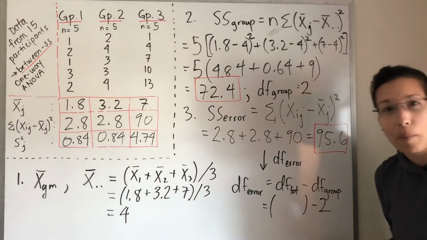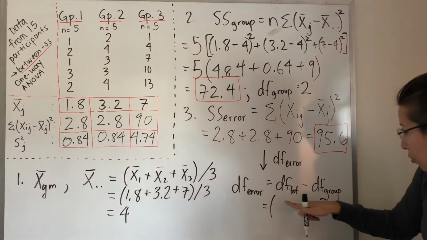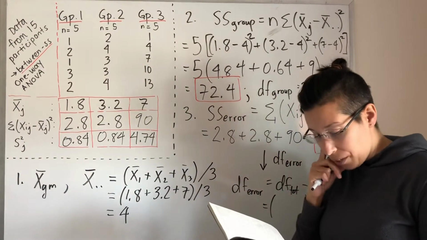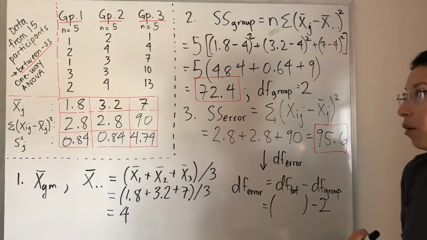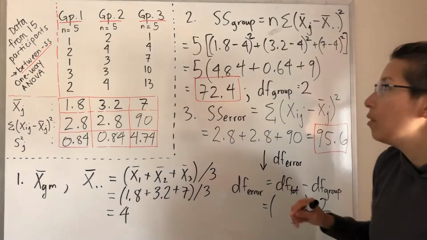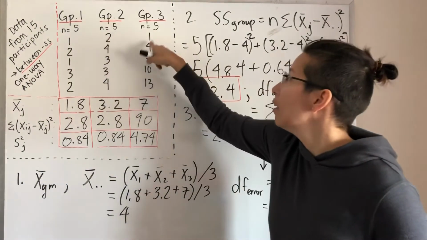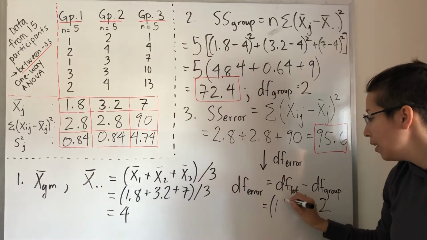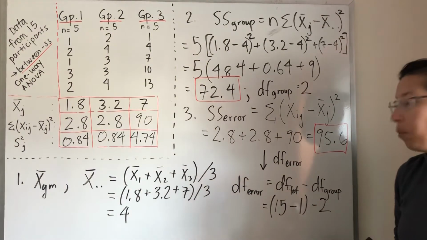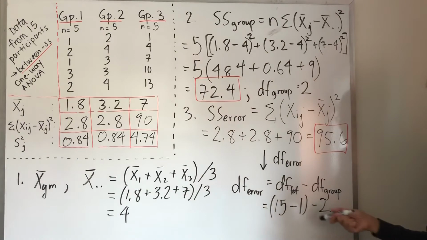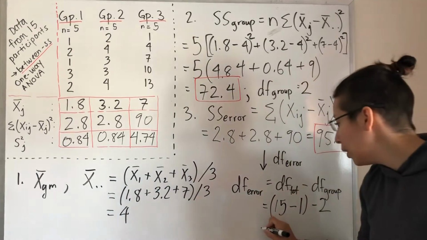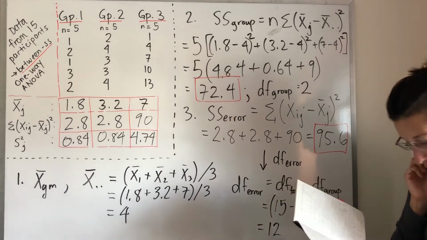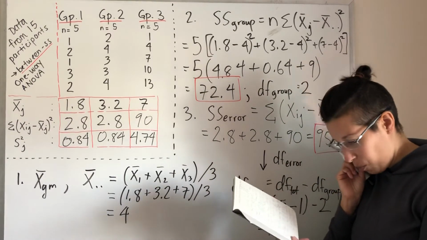I'll erase it at some point. Yeah, so degrees of freedom total is always big N minus 1, where big N is the number of observations total. So we have these individual scores, there's 15 of them. So in our case, it would be 15 minus 1, big N minus 1, and then we'll have subtracting the 2 for the DF group. So again, I can do this in my head. So 14 minus 2, so 12. Perfect. I'm going to check to make sure because I'm nervous. Is it 12? What if it's not?